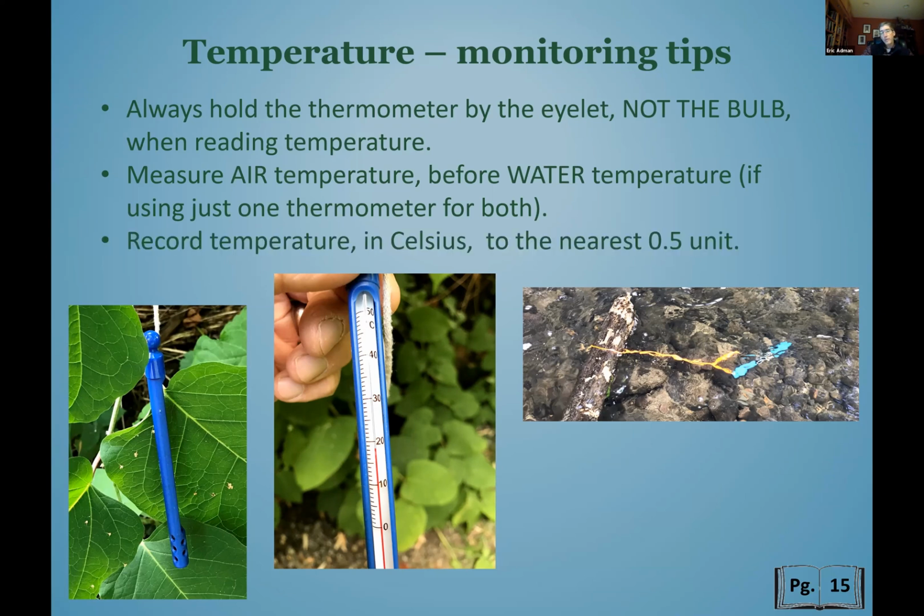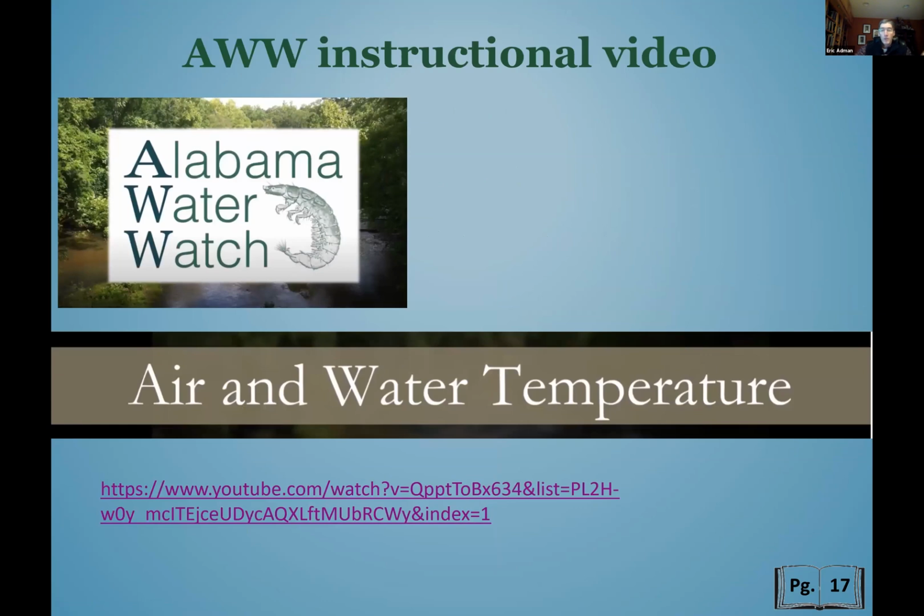We're going to record the temperature that we see in Celsius, and with the thermometers that we use, the most accurate that you can get is to the nearest half a unit. So either 7 degrees or 7.5, that's as close as you're going to get. Okay, I mentioned we're going to watch some instructional videos. And so right now we're going to watch the Alabama Water Watch video on air and water temperature.